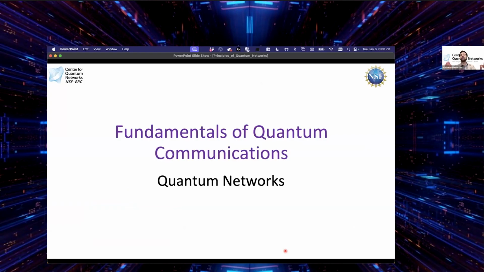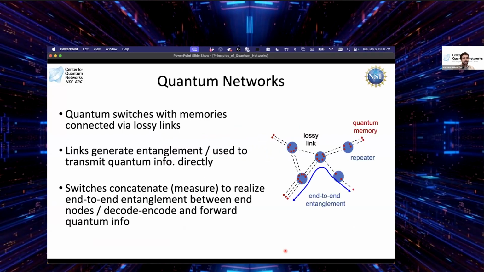Okay, so now that we saw the initial concepts for quantum communication, we're going to dive a little bit deeper into quantum networks. The idea is that quantum networks will be formed by quantum switches containing quantum memories, connected with each other via lossy links. The links will either be used to generate entanglement, implementing 2-way quantum communication, or to transmit quantum information directly, implementing 1-way quantum communication. The quantum switches will, in 2-way, concatenate link-level entanglement that was generated over the links to establish end-to-end communication. And in 1-way, they will decode and encode quantum information so that you can achieve efficient end-to-end quantum communication.